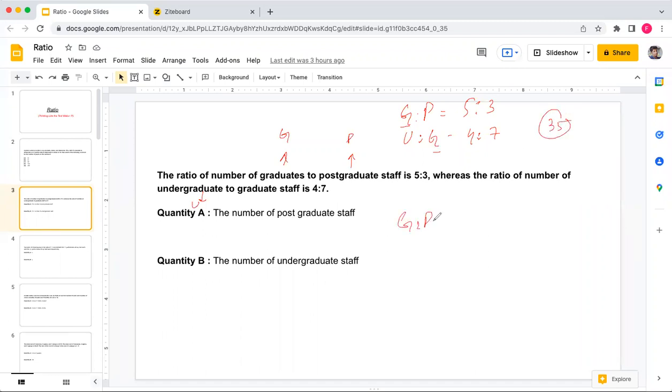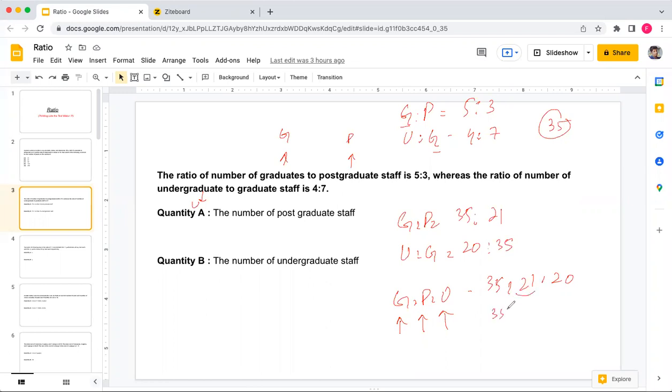So just multiplying 7 with the first, this will become 35 ratio 21, and multiplying second with the 5, this is 20 ratio 35. Now this is G ratio P ratio U. This is graduate, postgraduate, and undergrad, right? This is equal to 35 ratio 21 ratio 20. What is P? 21, yes, and this is 20. And the question is saying number of postgraduate. And what is postgraduate? 21.